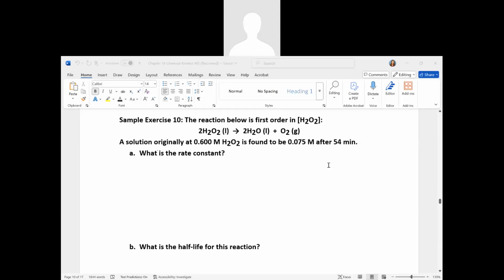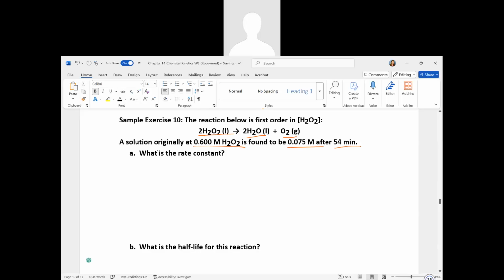This next example from chapter 14 is sample exercise 10, and we're given the information here for a first order reaction. We have H2O2, liquid, which decomposes into liquid water and oxygen gas. So this actually happens to hydrogen peroxide. This solution begins at 0.6 molar, and it's found to be 0.075 after almost an hour. So 54 minutes have elapsed here.